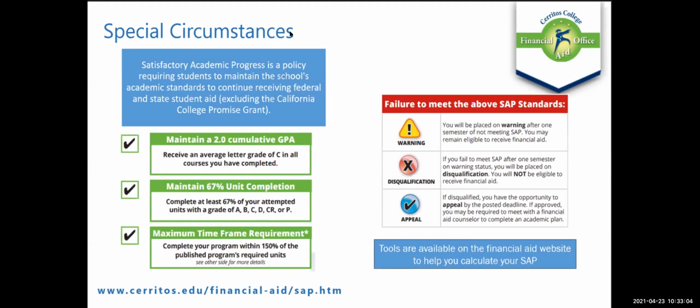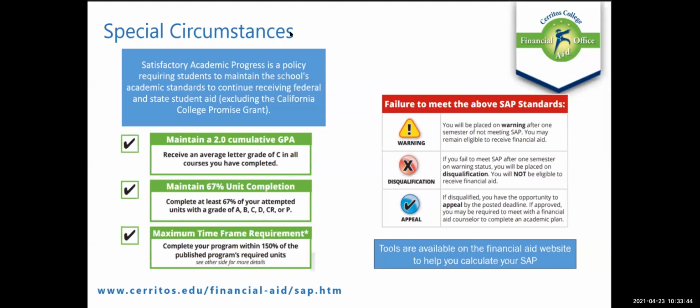The final one, which we don't see as often, is the maximum time frame requirement: you have to complete your program within 150% of the time that is posted. So if you're in a 2-year program, for example, you can take up to 3 years to complete that program, but anything over that, you would no longer be eligible for financial aid. SAP is how we make sure that you are completing your educational goals in a timely manner, and that's how we follow your progress.